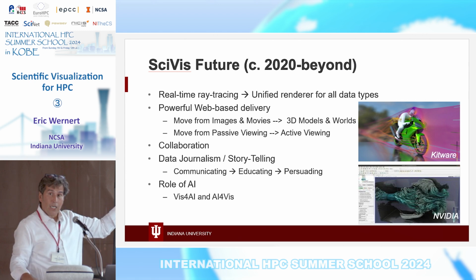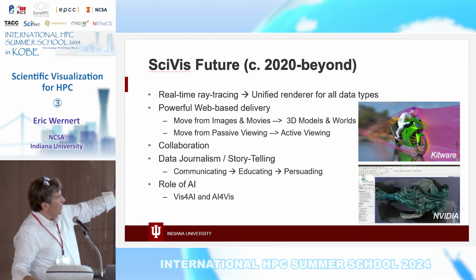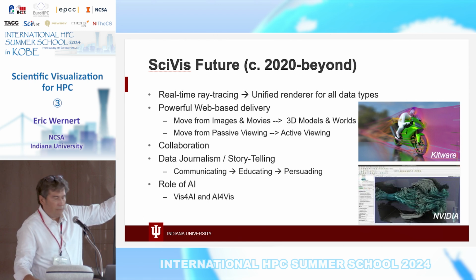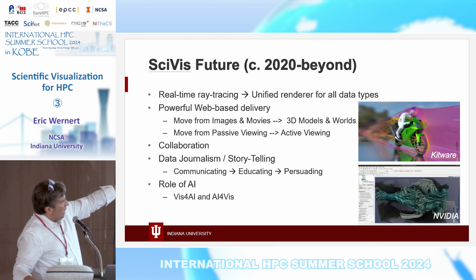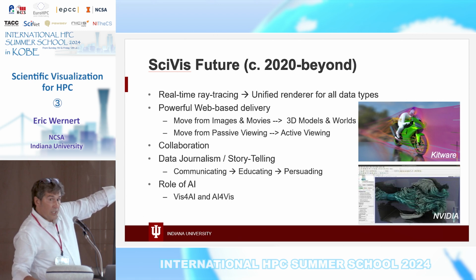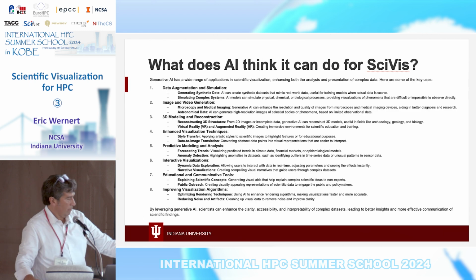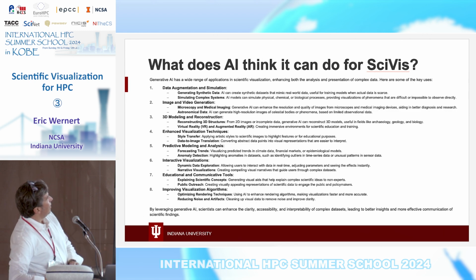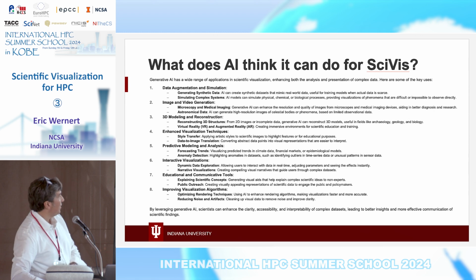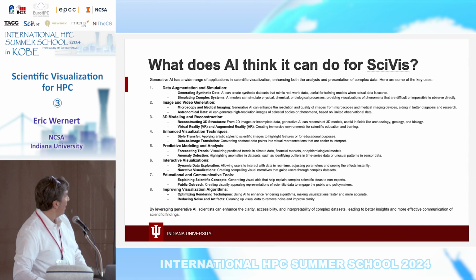And of course, AI is on everyone's mind. There were two tracks at the EuroVis conference this fall. They talked about visualization to help out AI, but also AI to help out visualization. I resisted using generative AI until the very end, but AI thinks it can do a lot for sciviz, and there's probably some good stuff in there. But in typical ChatGPT fashion, it gave us eight things with sub-bullets and such. So it's going to save everything.